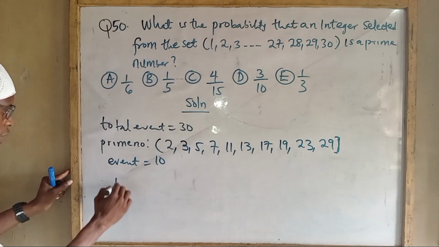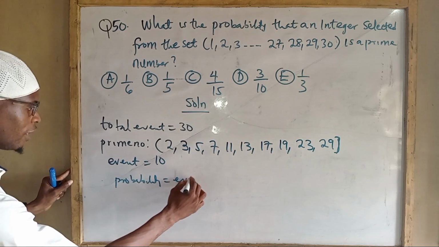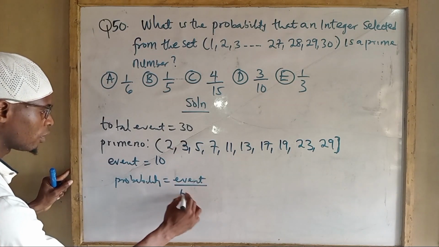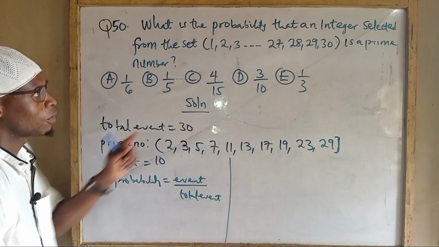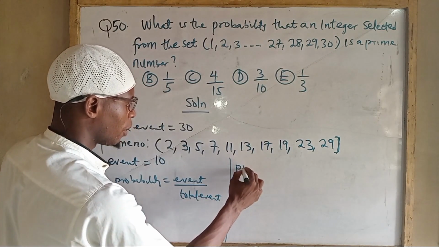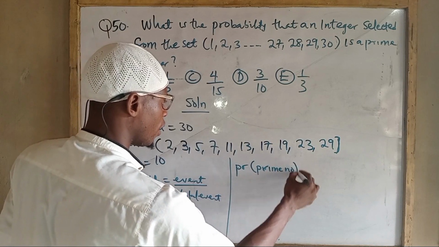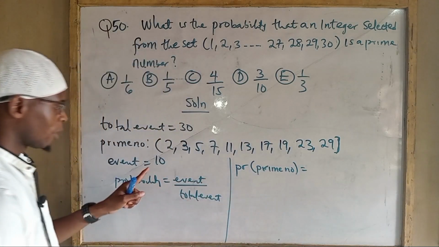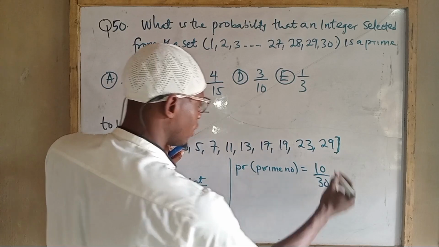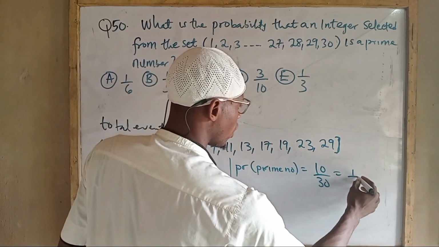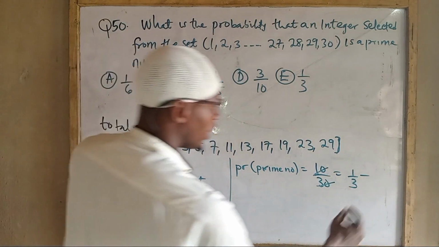So the probability of any event taking place: probability is equal to event over what? Total events. Don't forget that. So in this case, the probability that it is a prime number would be equal to the event of that prime number, which is 10, all divided by what? Total event, which is what? 30. So this is going to give you what? 1 over 3. So 1 over 3 is the right answer, which is option E.